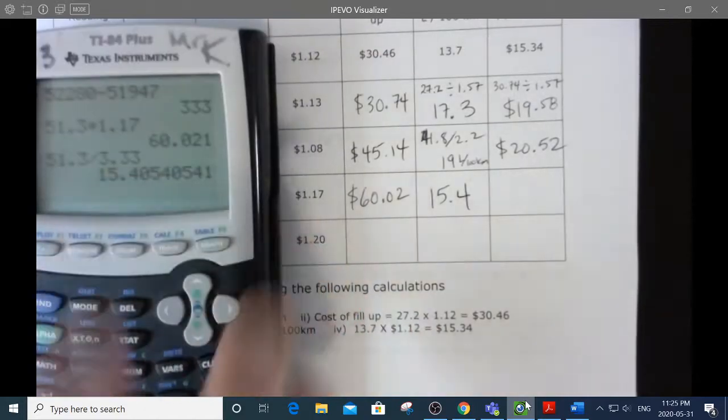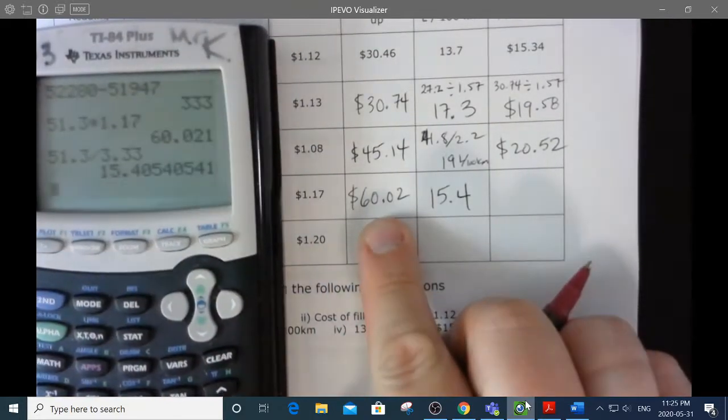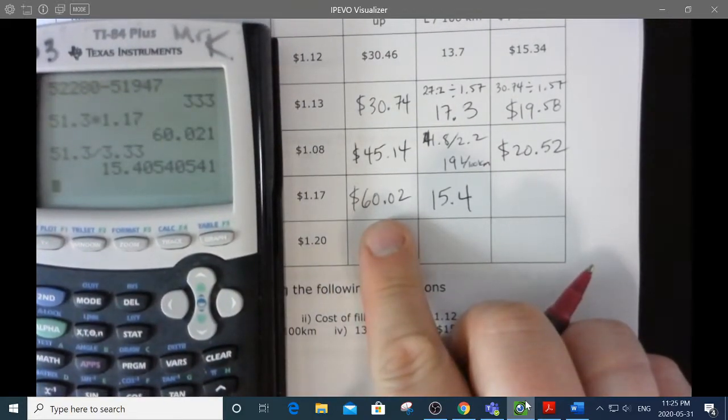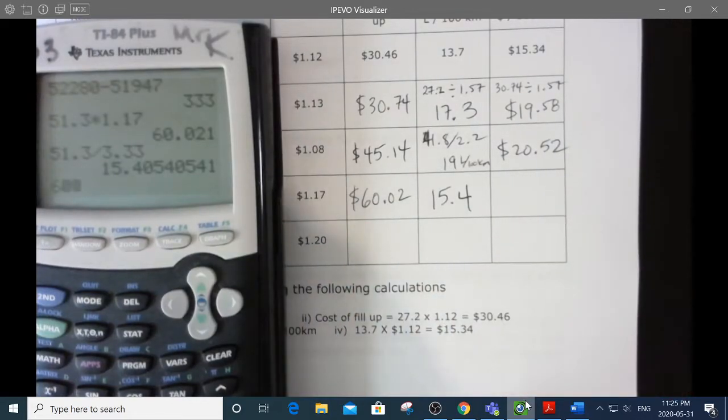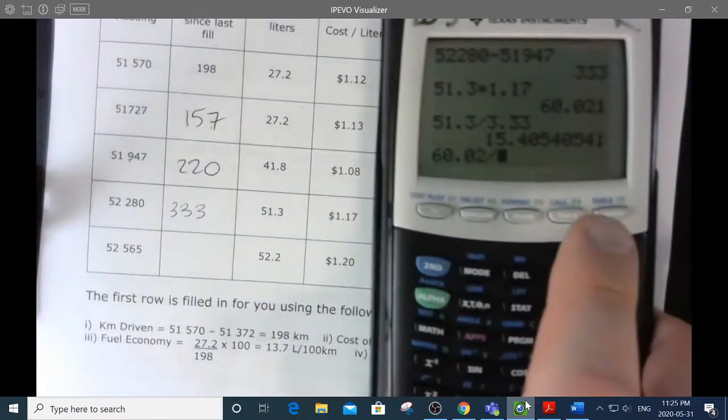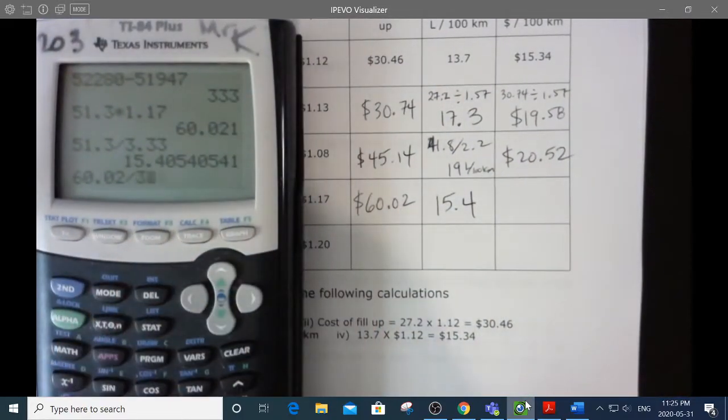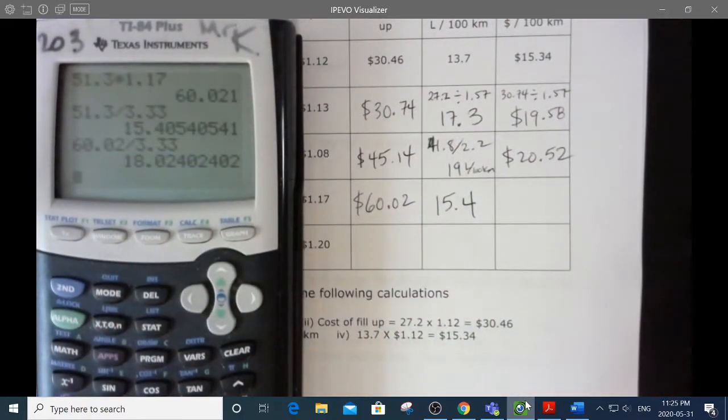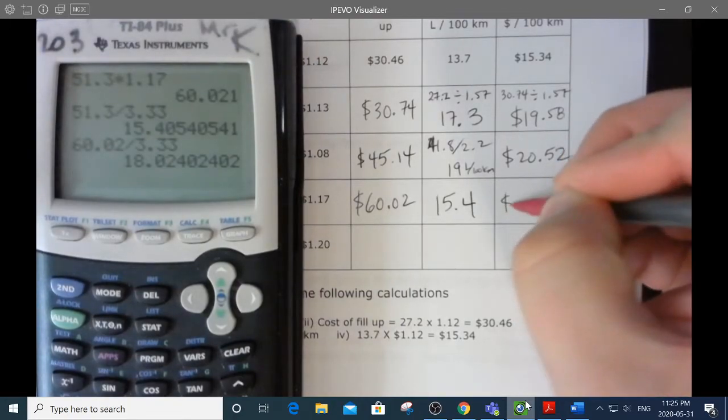And my fuel economy would be the cost, which was 60.02, and divide that by, again, what was it again? 3.33. And that is $18.02.